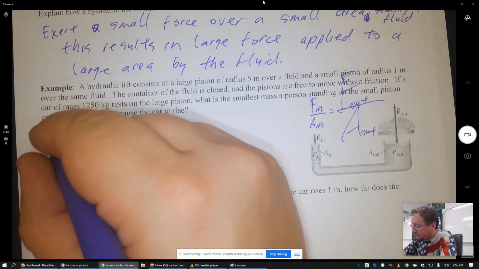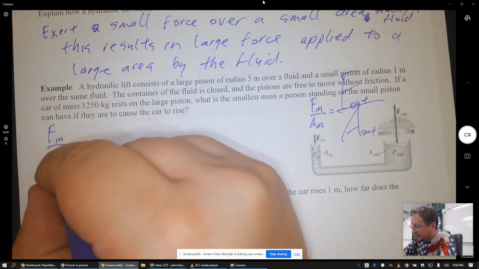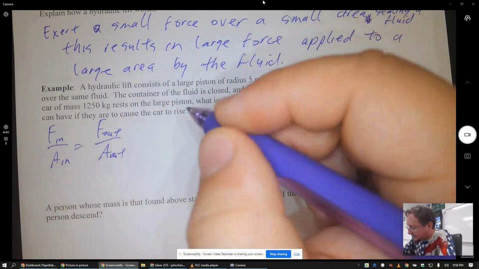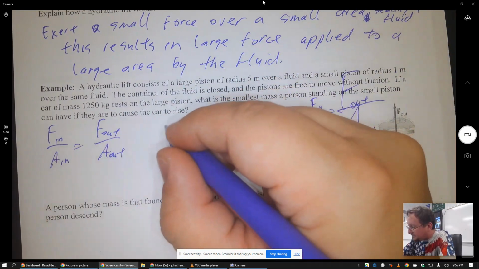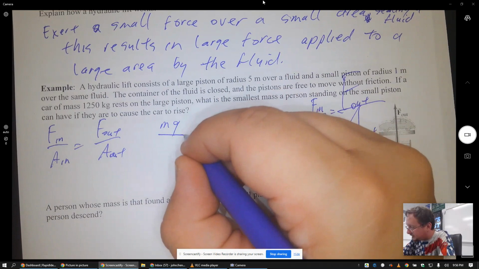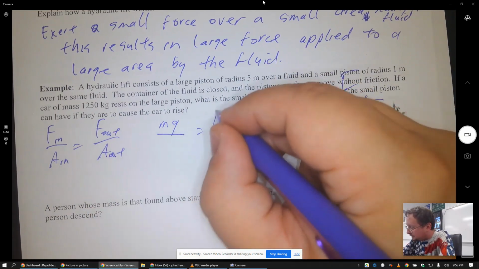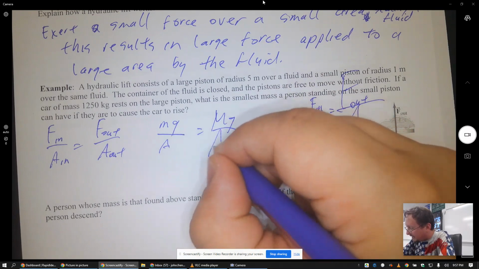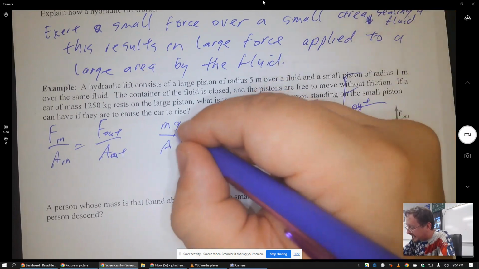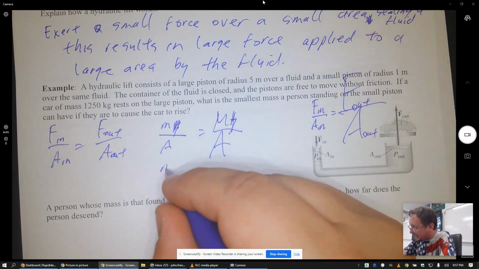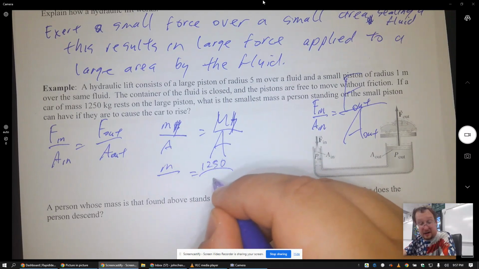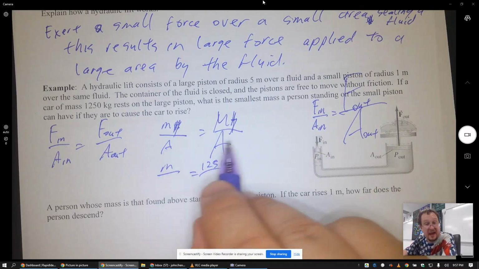Well, I said force input over area input equals force output over area output. The force input is the little mg of the person, and the force output is the big mg of the car, over the small area and the big area. The g's cancel, and now what do I get? I get m over this area equals 1250 over this area right here. That's the kilograms. What are the areas?